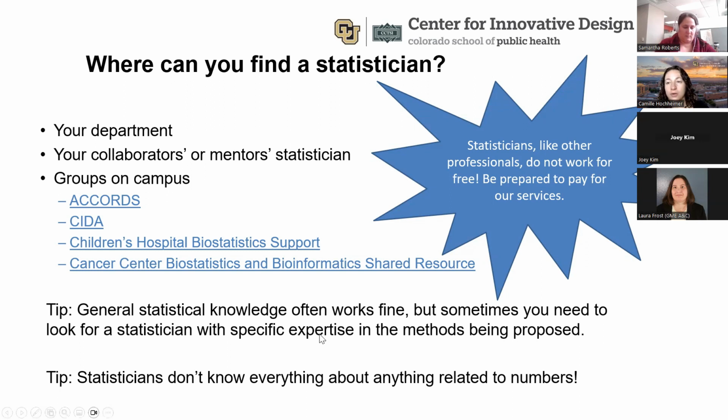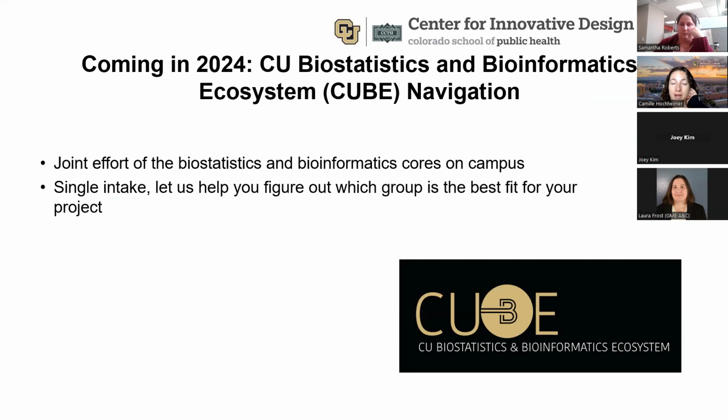I acknowledge that it's not clear always where to go and who to go to. And actually, for that reason, these four groups have all been working behind the scenes to try to establish a joint navigation system. So this is kind of a sneak preview of something we're going to roll out on the campus this year, which is the CU Biostatistics and Bioinformatics Ecosystem Cube Navigation. And so basically, we know that it's hard to figure out when you should go to one group versus the other. And so we are creating one place where you can put in the information about your project and what you need. And we actually will figure out behind the scenes where you should go.